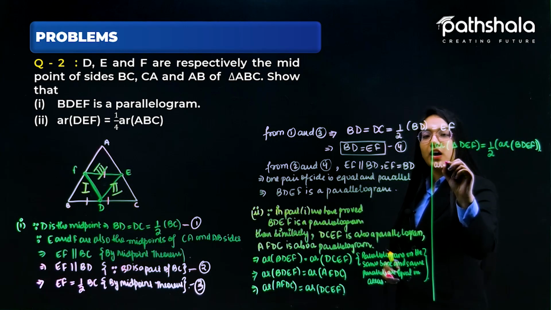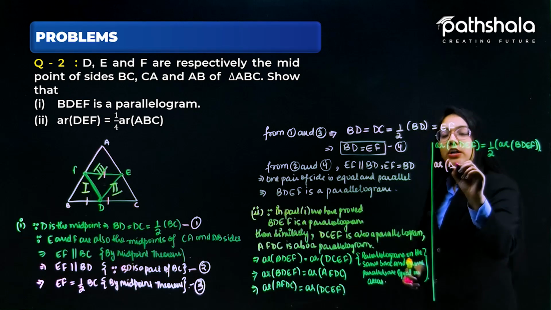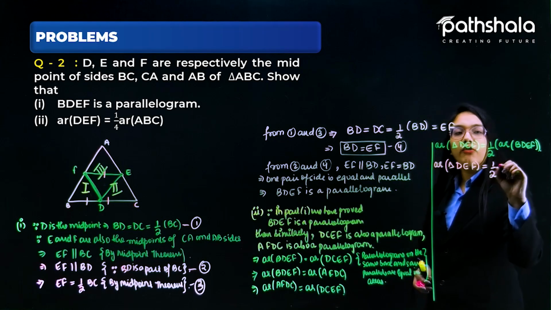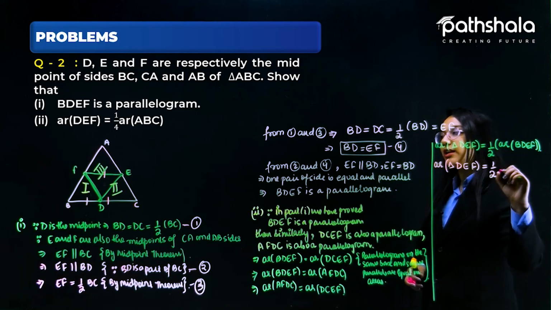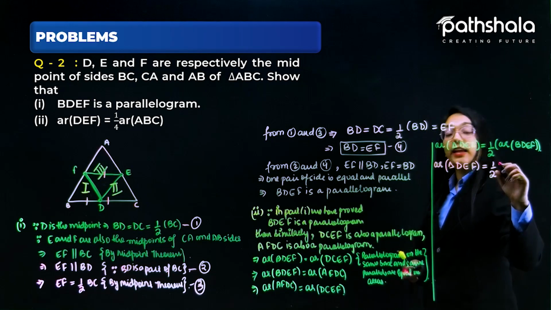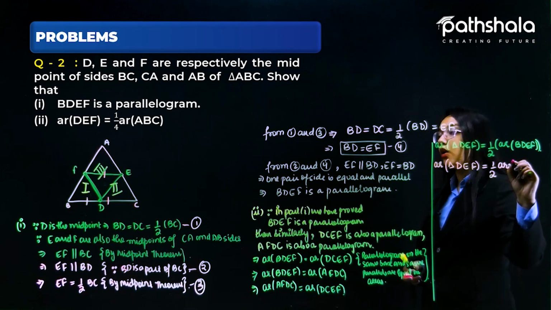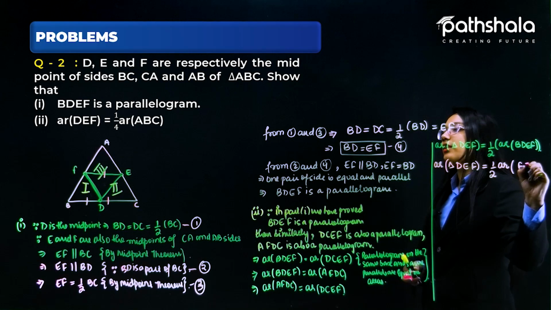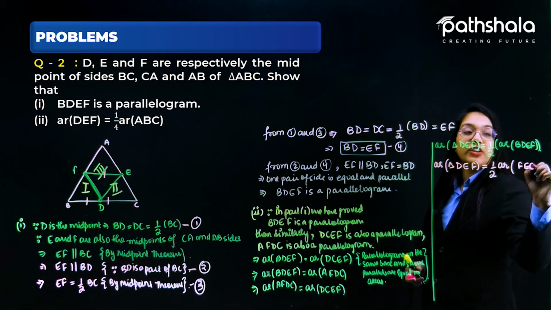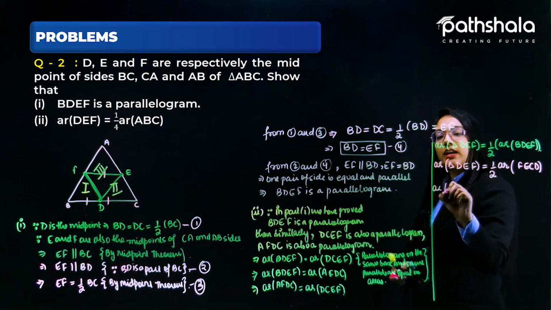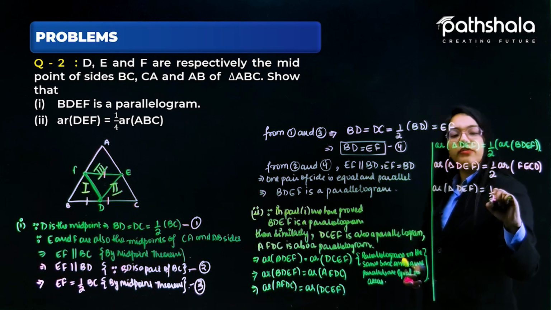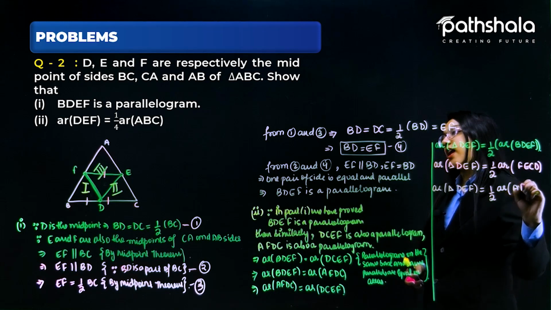Moreover, we can say that the area of the triangle DEF is nothing but again half of the area of the parallelogram, which is nothing but FECD. Furthermore, we can say that the area of the triangle DEF is nothing but half of that of the area of AFDE.